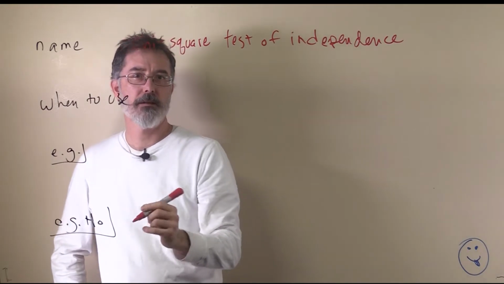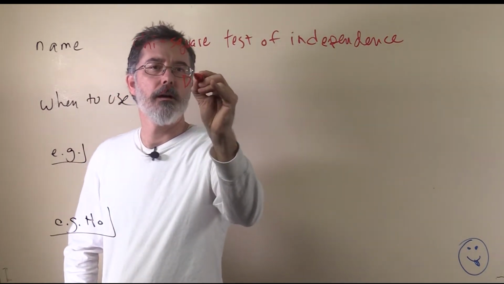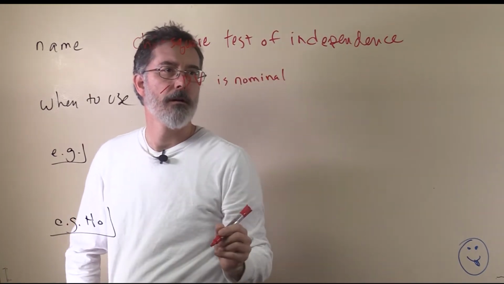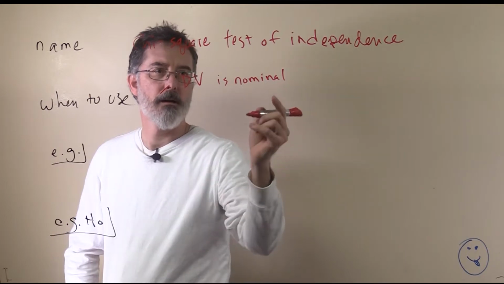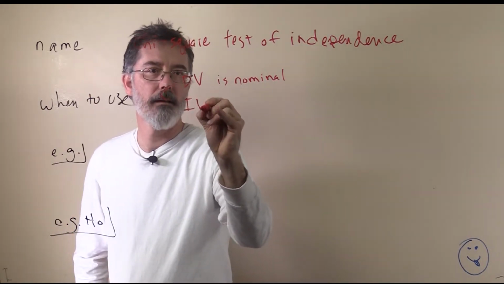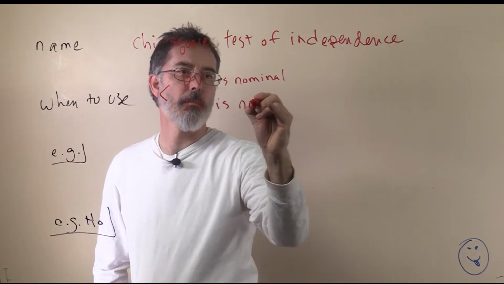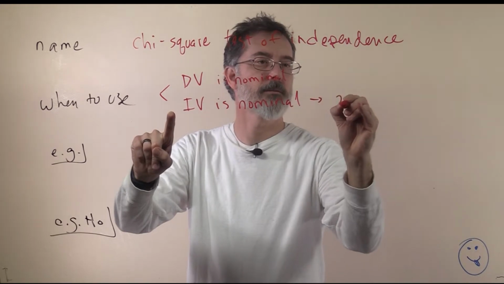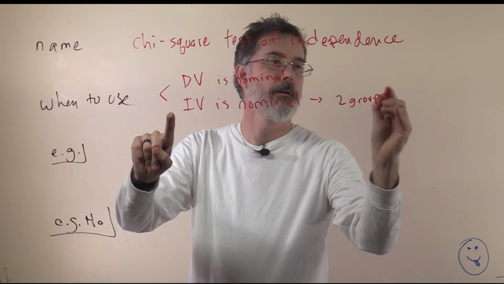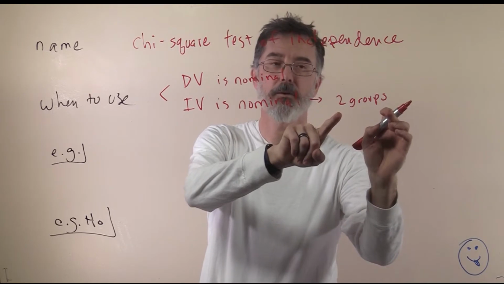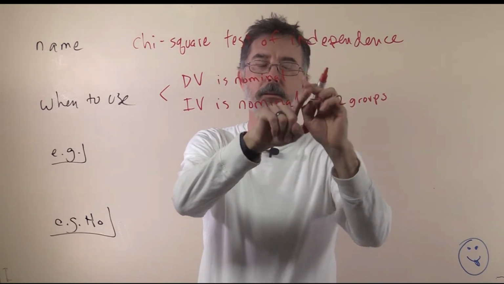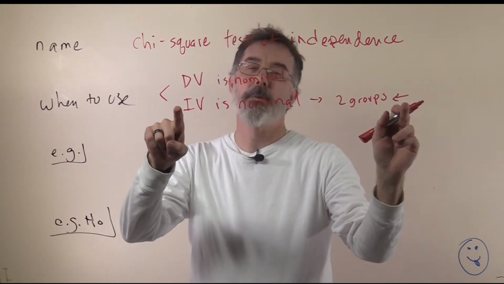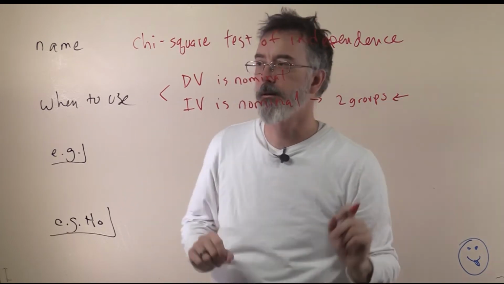And you use this test when the outcome variable is nominal, a grouping variable, and the independent variable is nominal. So if you have, for example, two groups here, like men and women, this is your grouping variable, and then your outcome variable is nominal. So this is similar to an independent samples t-test that we're talking about, the IV here.